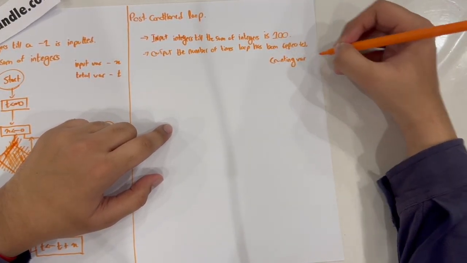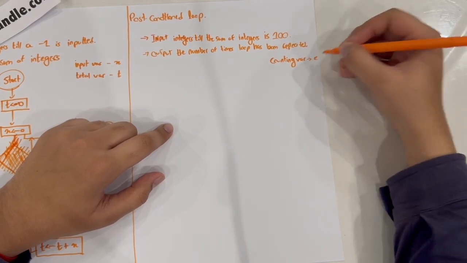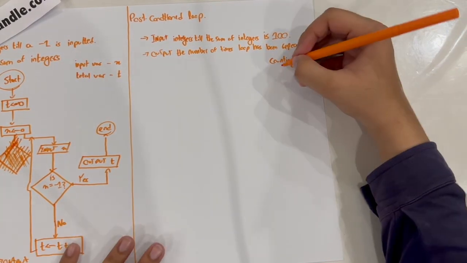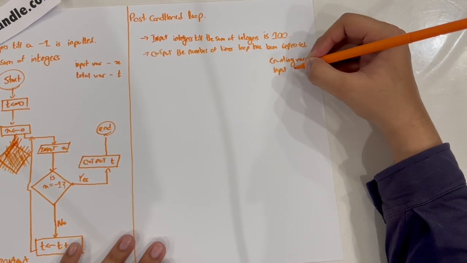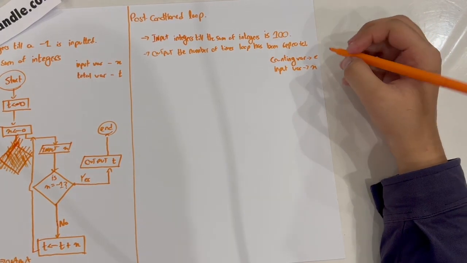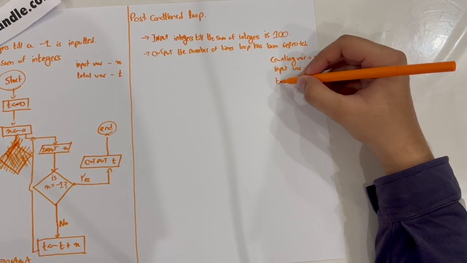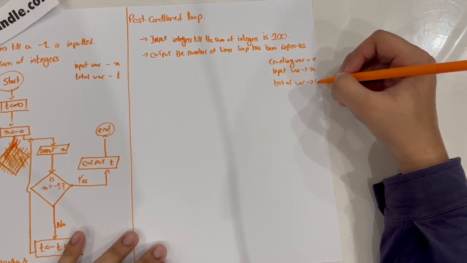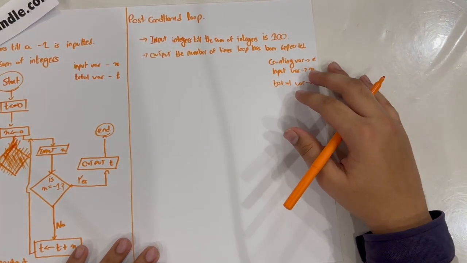Alright, so I'm gonna say count var, let it be c. And then the input variable as usual, let it be x. And of course the total again, we're gonna have total variable, let it be t. Alright, so this is key, and now time to draft our flowchart.